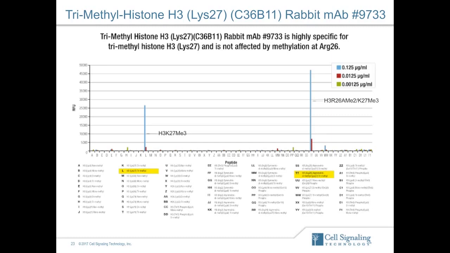So with this antibody, again, we see no binding across peptides containing a single histone methylation site. And then over here on the right, if we look at dual sites, we see that the antibody can bind when an upstream arginine 26 is also dimethylated, again showing that this antibody doesn't care whether the upstream arginine is methylated. So this antibody is highly specific to K27 trimethyl.